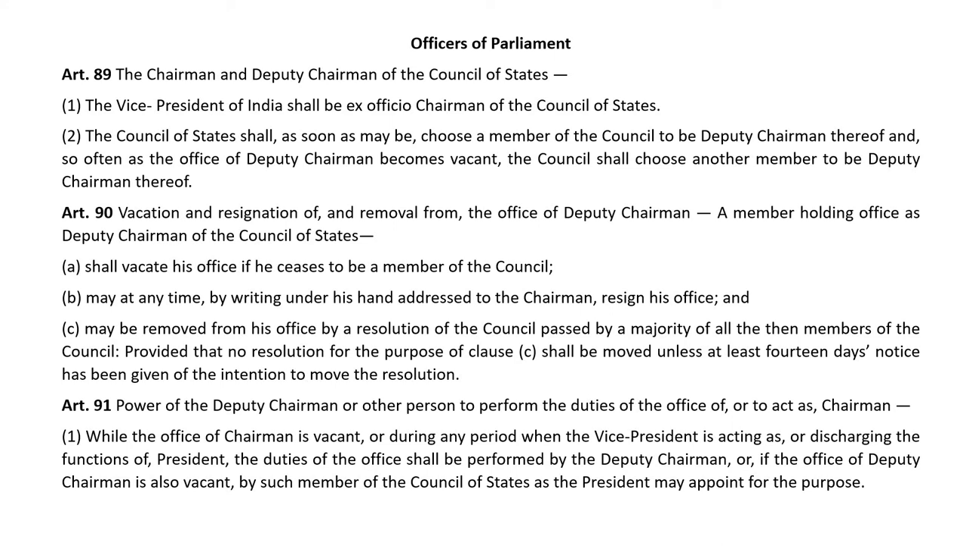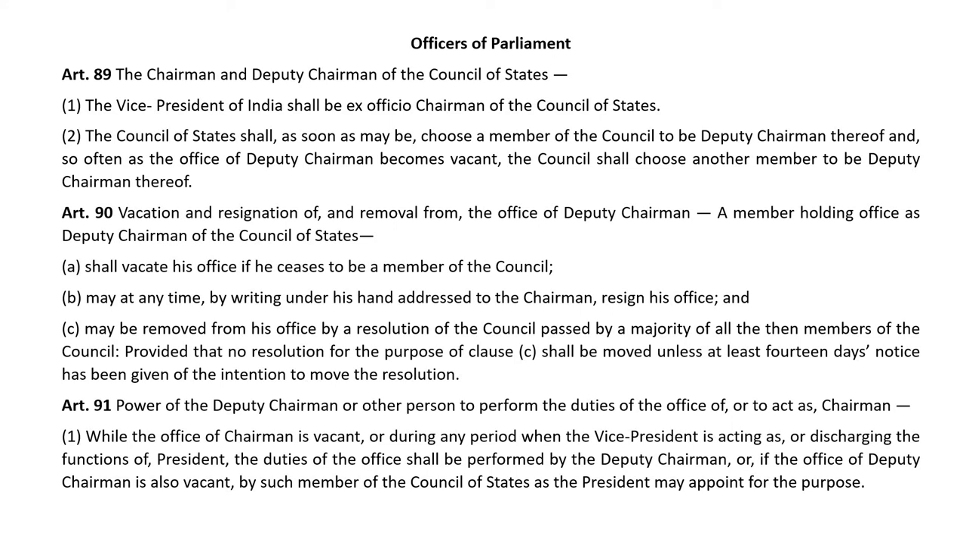Article 91. Power of deputy chairman or other person to perform the duties of the office of, or to act as, chairman. While the office of chairman is vacant, or during any period when the Vice President is acting as or discharging the functions of President, the duties of the office shall be performed by the deputy chairman, or if the office of deputy chairman is also vacant, by such member of the Council of States as the President may appoint for the purpose.